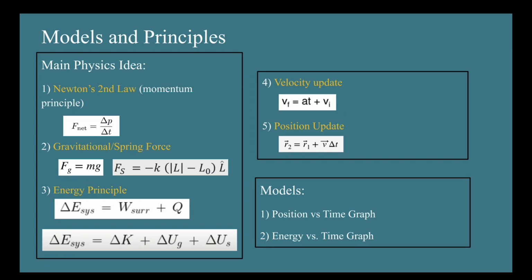The next key formula that we'll be using is the energy principle. The energy principle states that the change in system energy is equal to work surroundings plus heat. In this case, we are assuming there's no heat being applied to the spring. Instead, we will calculate the change in system energy by summing the change in spring kinetic energy, spring potential energy, and gravitational potential energy. Similar to every other lab, we will need to use the velocity update and position update formulas to track the position of the spring. The models that will be used to support these formulas include a position time graph and an energy time graph.